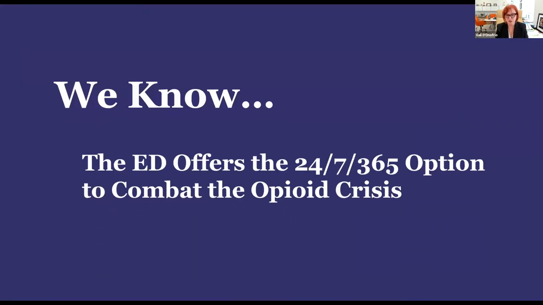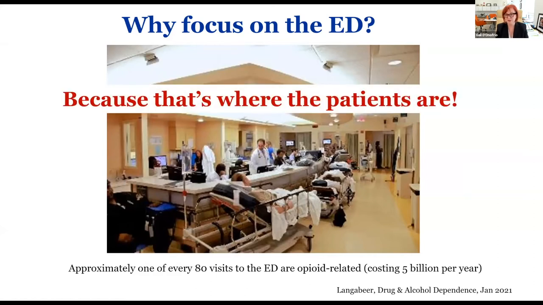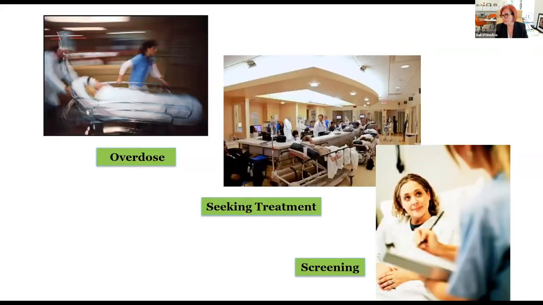We also know that the ED offers a 24/7, 365 option to combat the opiate crisis. Why focus on the ED? Because that's where the patients are. This is the low barrier access to many, and they're often there for other reasons, not necessarily seeking treatment, but there for other complications. Approximately one in every 80 visits is opiate related. It costs $5 billion a year. You can find those patients easily. They're there from overdose, they're seeking treatment, or you can find them from screening or just getting more information as you talk to your patients.